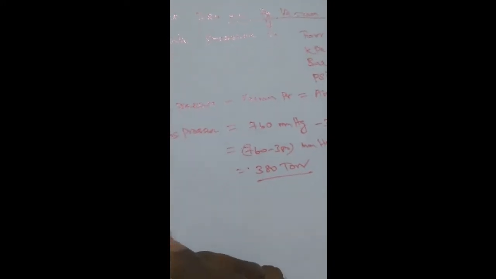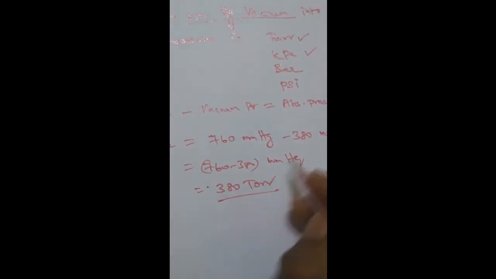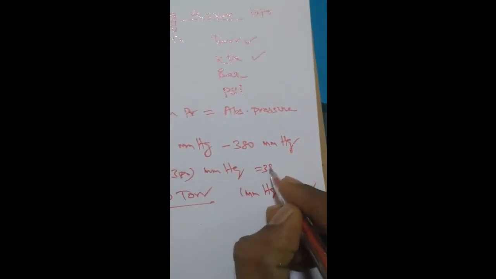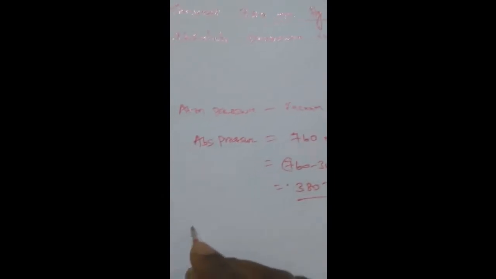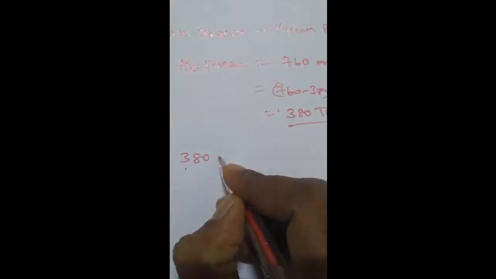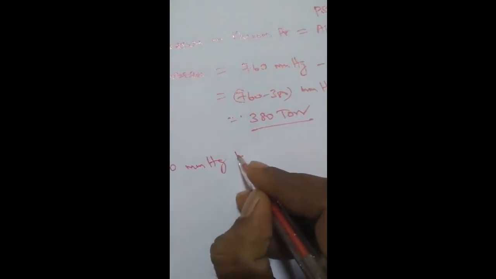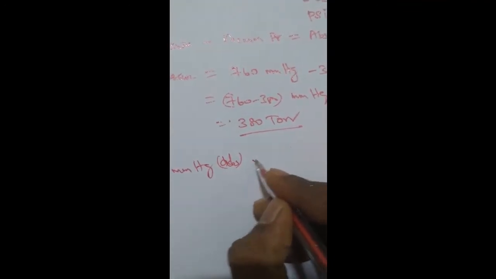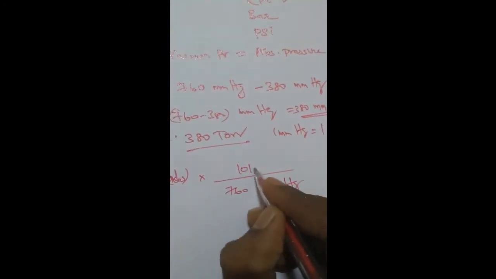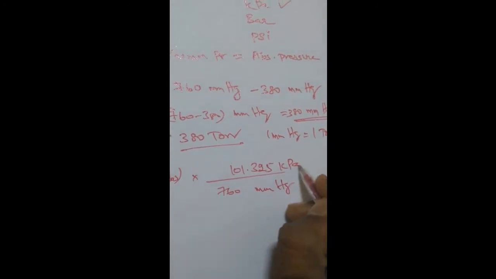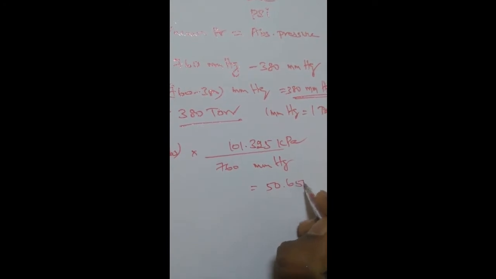How to convert to kilopascal? The absolute pressure is 380 mm mercury, right? So this is the absolute pressure. To convert to another unit system, the conversion factor is 760 mm mercury is 101.325 kilopascal, which gives 50.654 kilopascal.